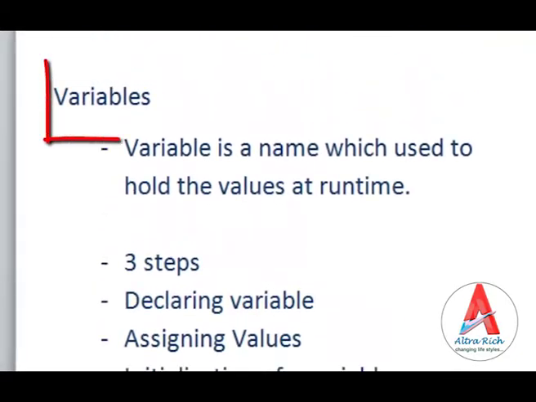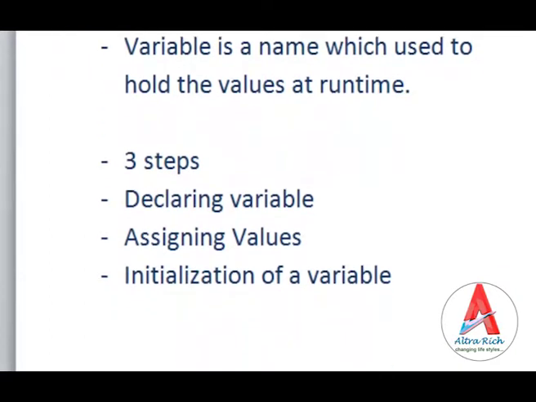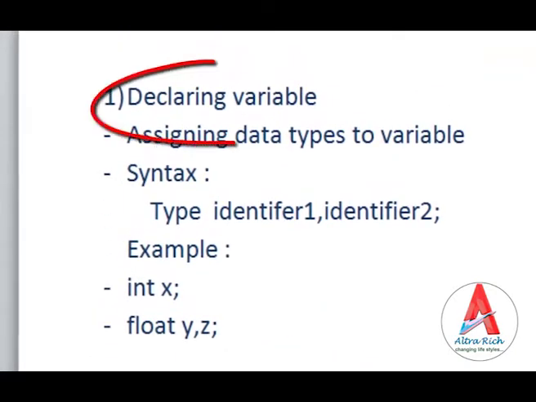Now let's study variables. A variable is a name used to hold values at runtime. There are 3 steps: declaring a variable, assigning values, and initialization of a variable. First, declaring a variable. Declaring a variable means assigning a data type to the variable. Once a variable is declared, it is ready to use.